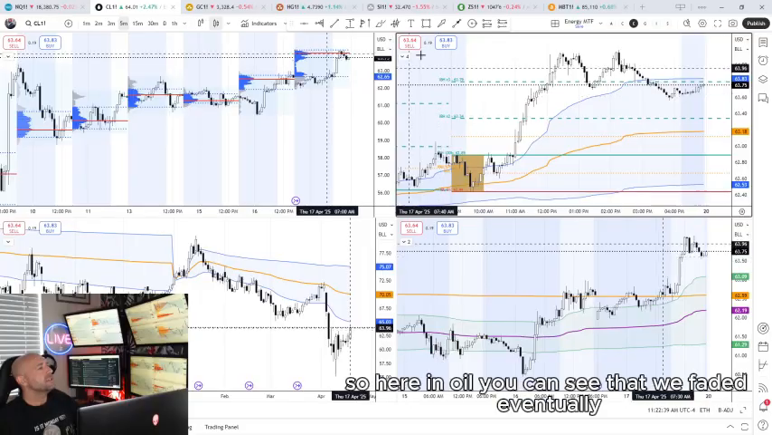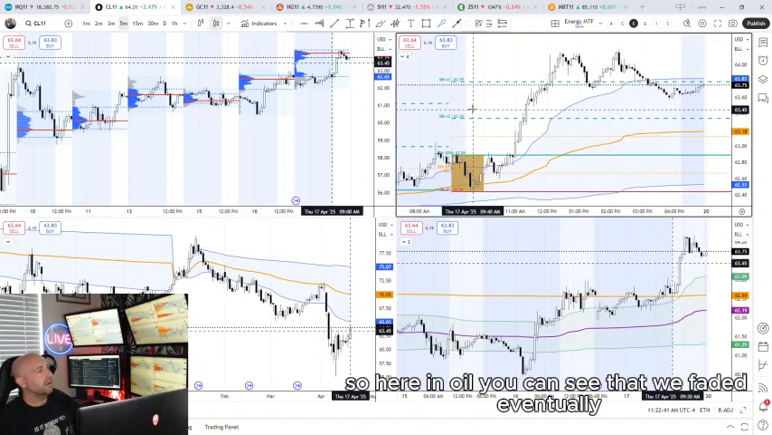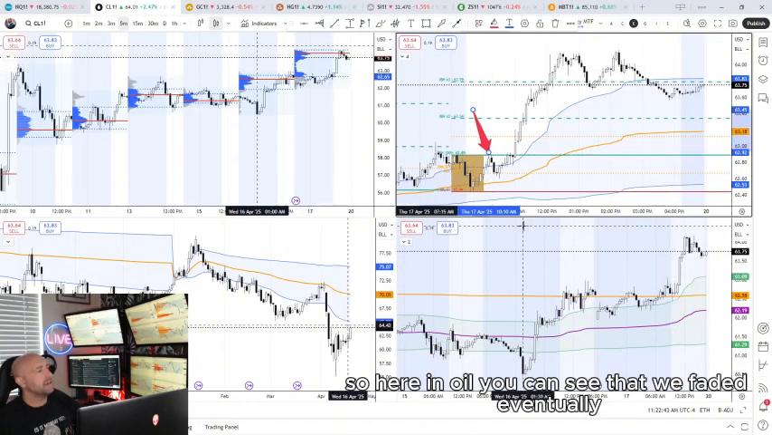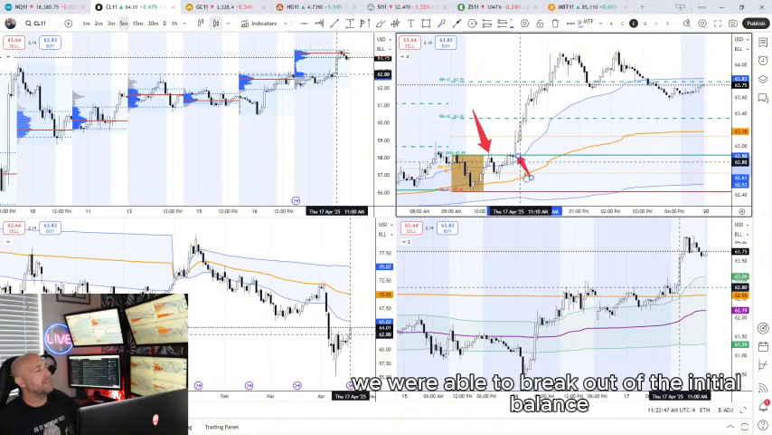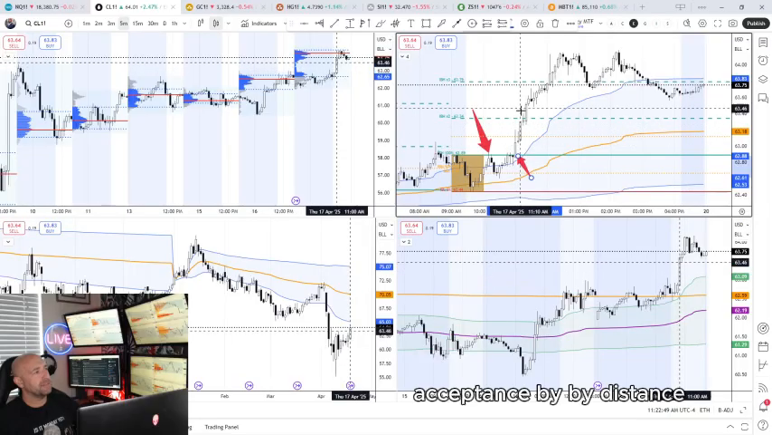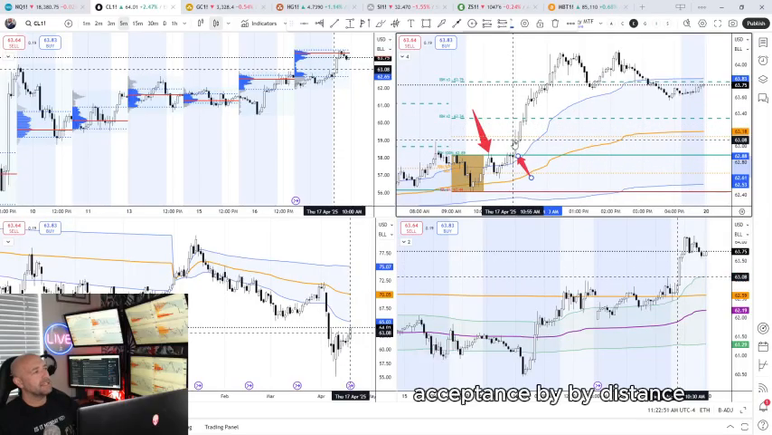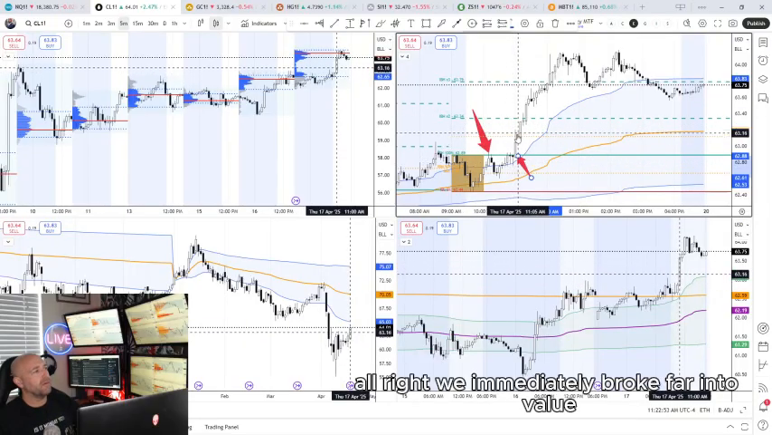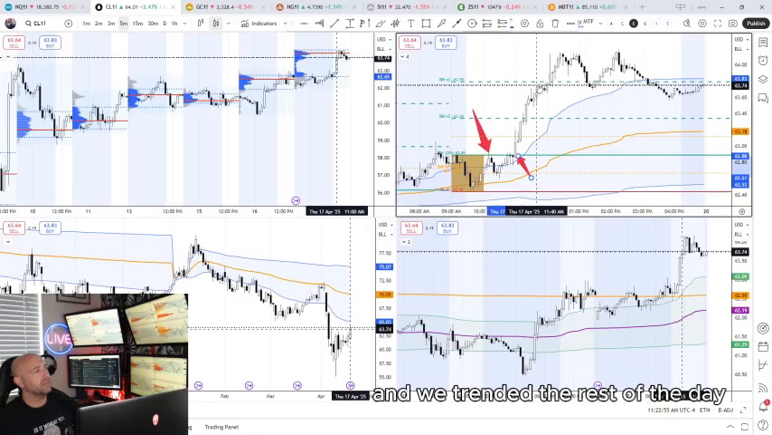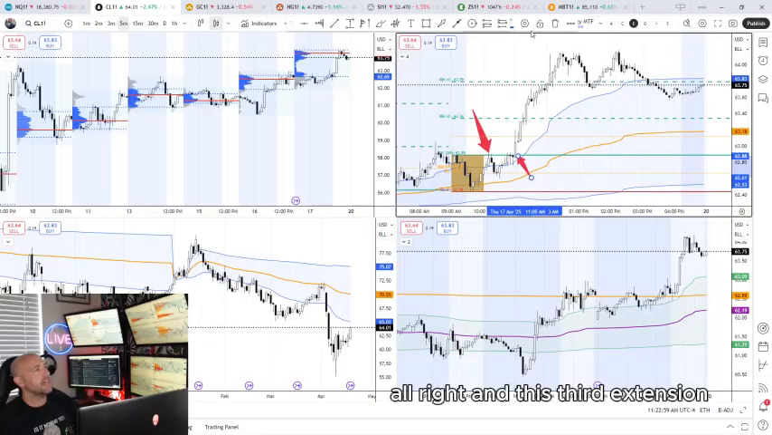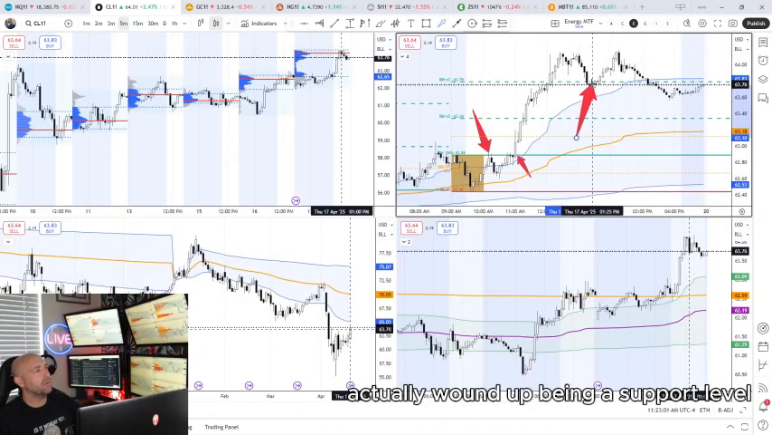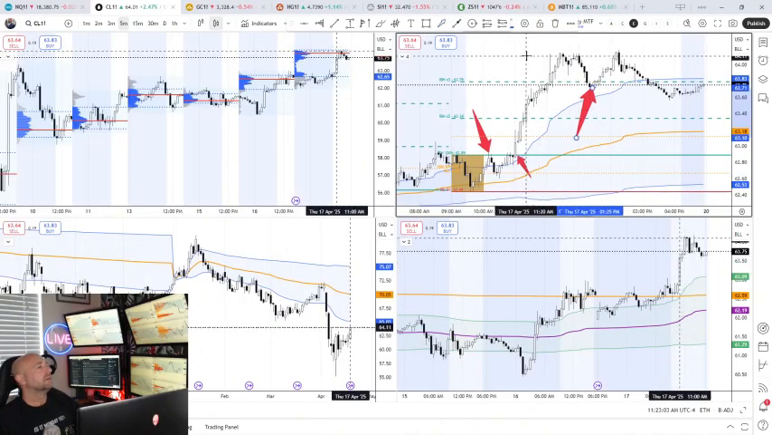All right, so here in oil, you can see that we faded eventually, but then we were able to break out of the initial balance and show acceptance by distance. All right, we immediately broke far into value and we trended the rest of the day. All right, and this third extension actually wound up being a support level.